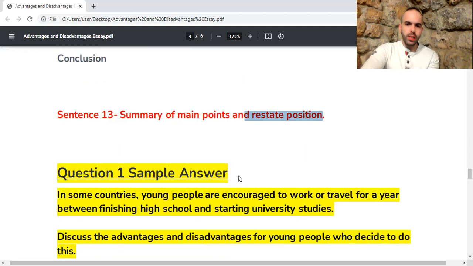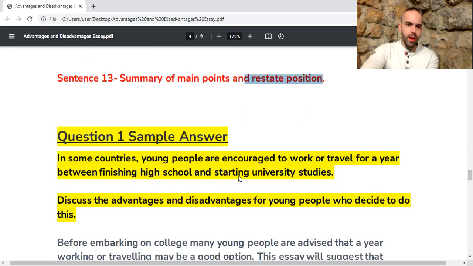So now the question 1 sample answer. Let's read the question again. In some countries, young people are encouraged to work or travel for the year between finishing high school and starting university studies. Discuss the advantages and disadvantages for young people who decide to do this.